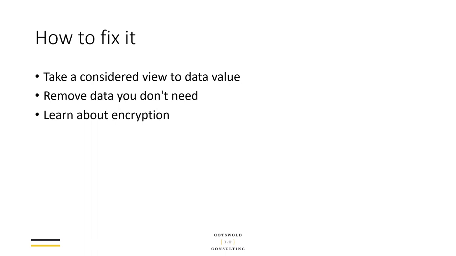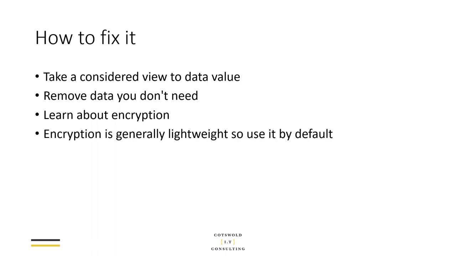And as organizations, as the industry, we need to take that much more seriously. We need better training materials. We need to understand what encryption exists, what we can use, what's built into our web frameworks, what's available on operating systems, what is available in the industry. We can buy solutions if we need them, if there's nothing else we can do, but we need to learn what's out there. Encryption is generally fairly lightweight, so we should be using it by default.